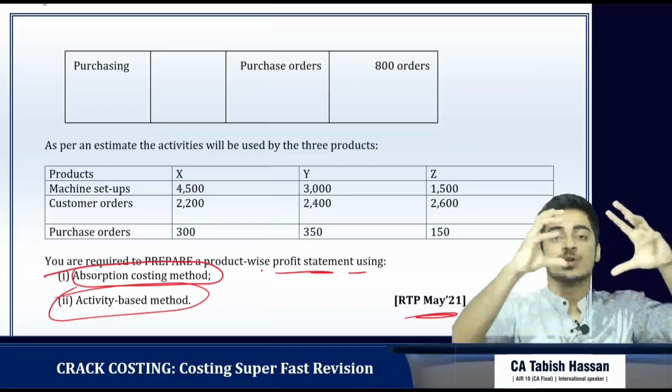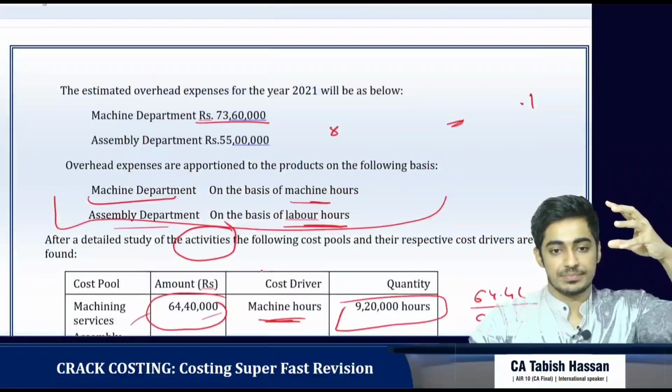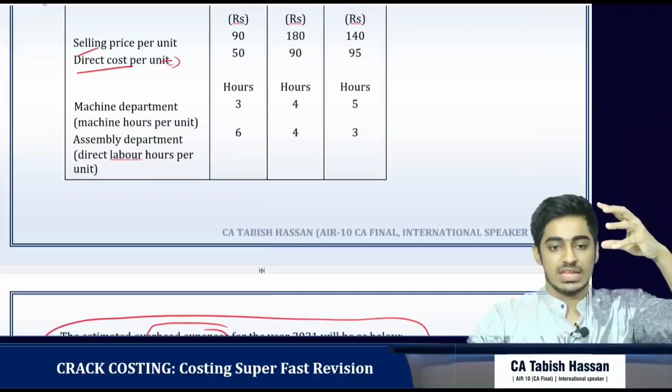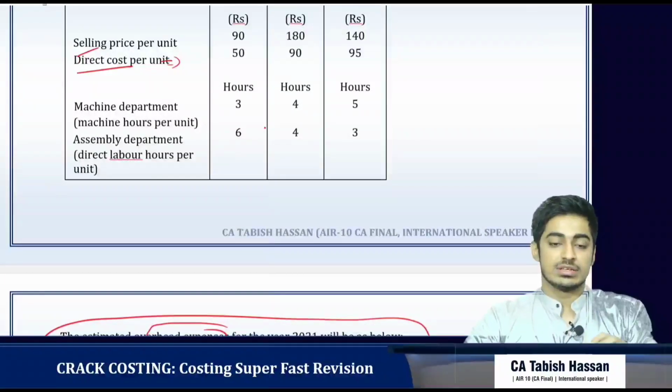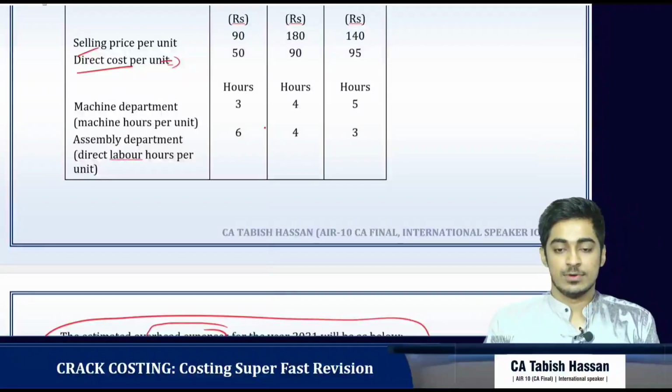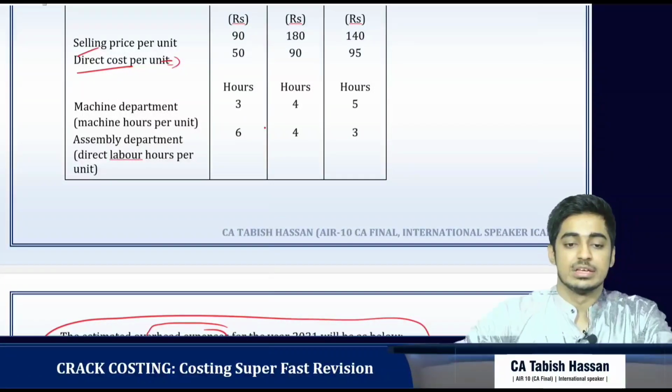Simple. How do we get the total cost? We have the prime cost per unit. They've given us the prime cost per unit. And then we add overhead. So we get the total cost. We do it on a total basis because they want us the total profit statement. Right?